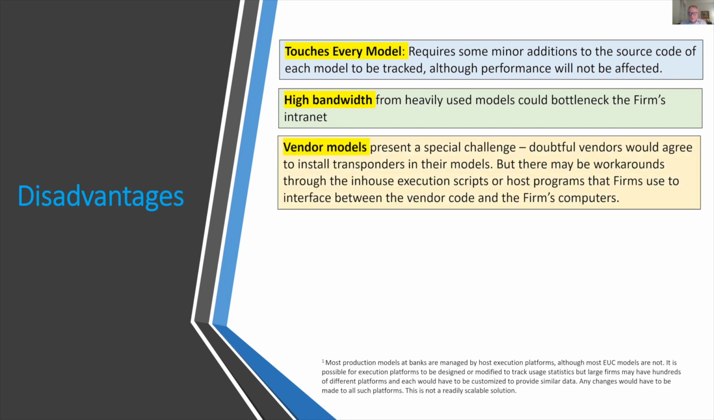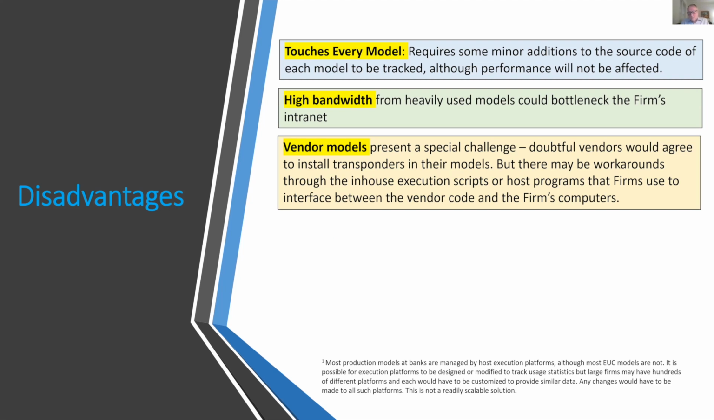Vendor models will represent a special challenge, because it's doubtful that vendors are going to agree to install identity tokens and transponders in their models. But there probably are workarounds, because most vendor models are called not directly, but through an in-house execution script or host program that firms use to interface to the vendor code, and that's where this transponder and identity token could be embedded.